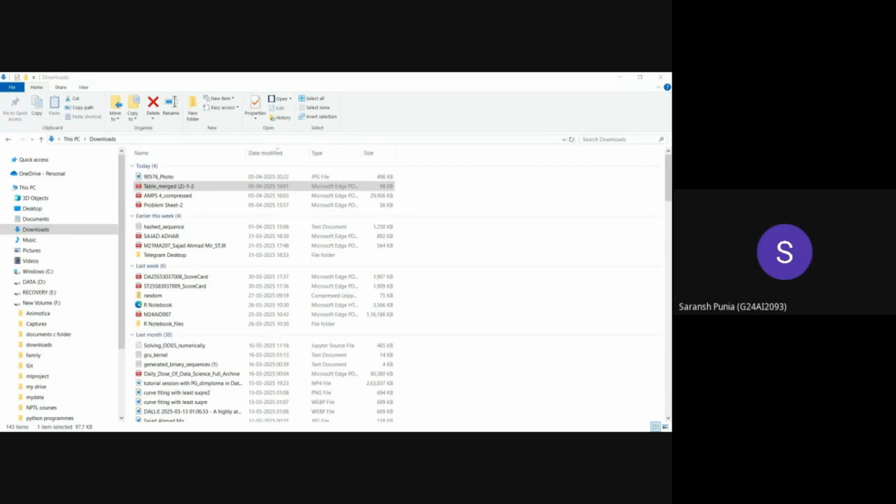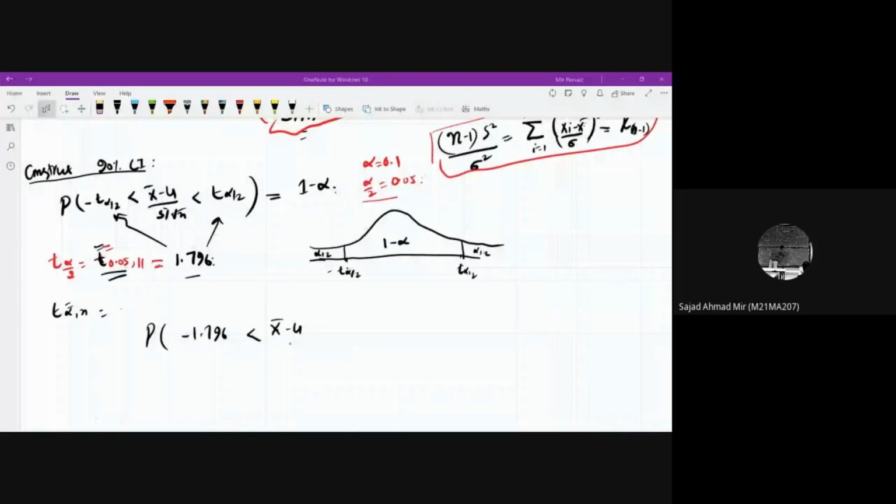Please share the screen. Your folder screen is visible, not the whiteboard. Wait. Okay, sorry. I shared something else. Now you should be able to see it, right? Yes, sir.